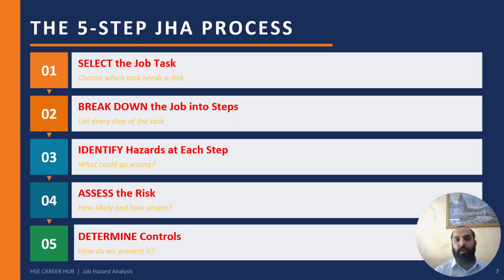Alright, this is the moment you have been waiting for. The 5-step JHA process. This is your framework, your blueprint, your go-to tool. Learn these 5 steps and you can conduct a JHA for any job in any industry anywhere in the world. Ready? Step 1. Select the job task. Step 2. Break down the job into individual steps. Step 3. Identify the hazard at each step. Step 4. Assess the risk. Step 5. Determine the control.